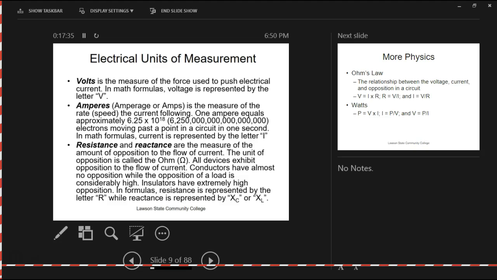Nothing. Even superconductors still have a little opposition. But instead of being up in the ohms per 1,000 feet, it's going to be down in the almost 0.00001 ohms. So currently we have nothing that has no opposition. Conductors have almost no opposition, while opposition of the load is considerably higher. Insulators have extremely high opposition. So there's nothing that has infinite opposition.